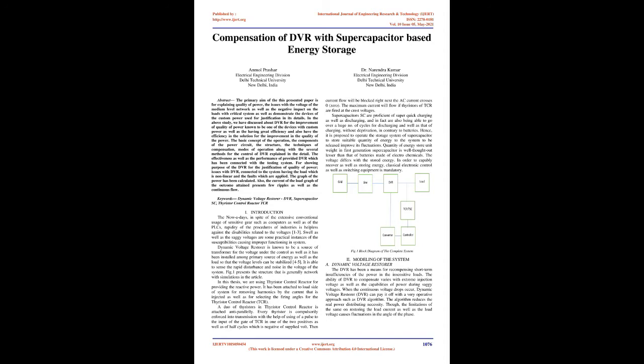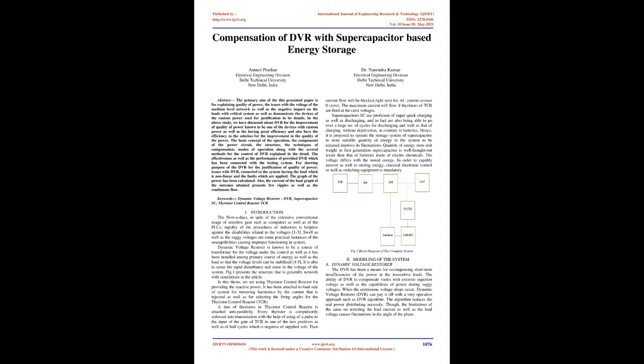In the above study, we have discussed DVR for the improvement of power quality, known to be one of the custom power devices with great efficiency in the solution for the improvement of power quality. The basic concept of operation, the components of the power circuit, the structure, the compensation techniques, and modes of operation, along with several methods for the control of DVR, are explained in detail.